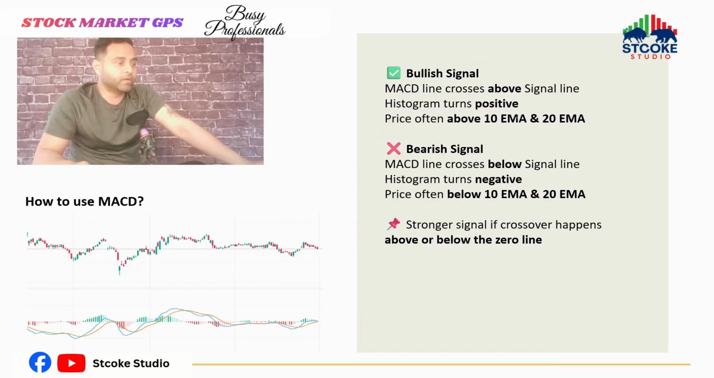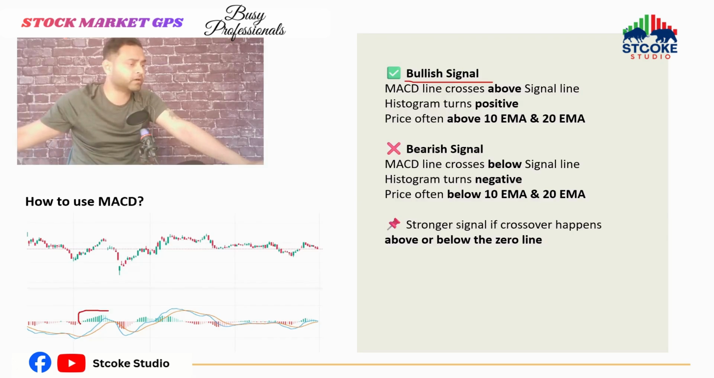Okay. When is there a bullish signal? When the MACD line crosses above signal line and the histogram turns positive, that is a bullish signal. Okay, when it is happening, let's say this blue line is the MACD line and the red line is the signal line. Now, when the MACD line is crossing above the signal line and there is momentum here that you can see from the histograms, then it becomes a positive signal.